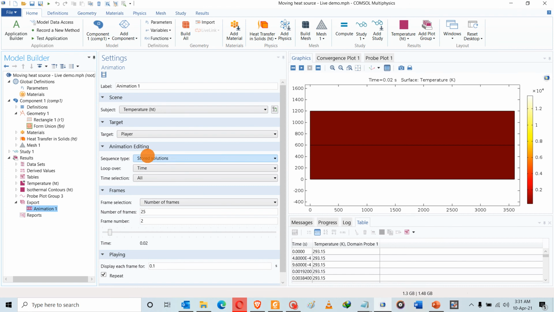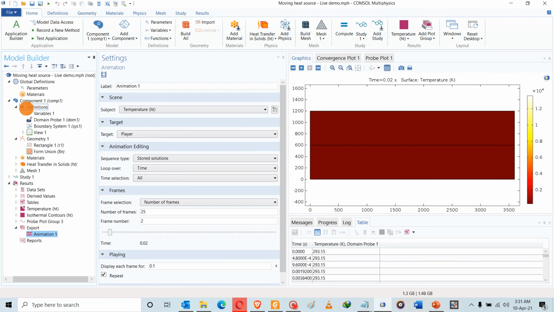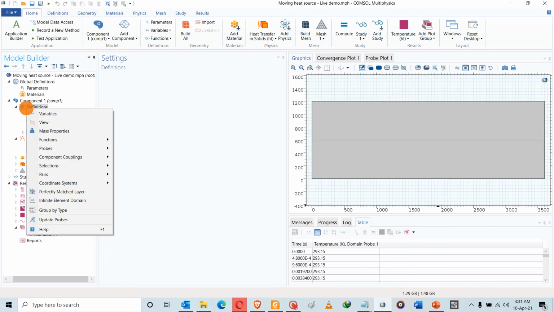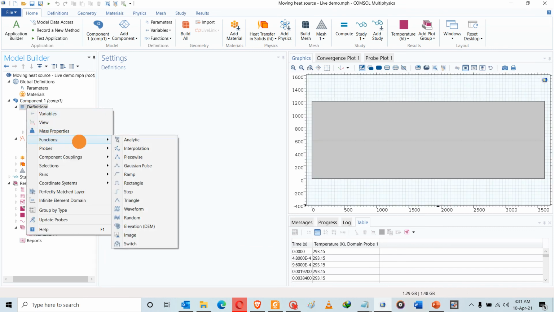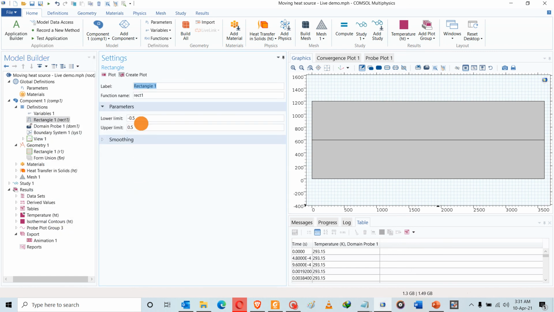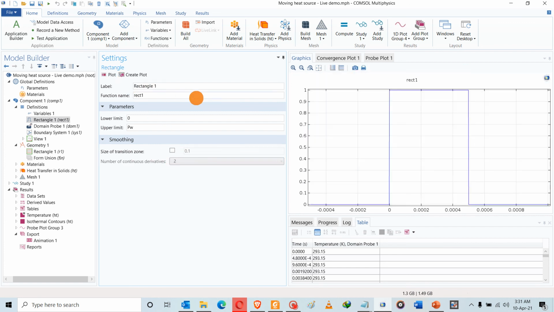So let us try to create that. Under definitions, we are now creating a pulsed effect of a laser beam. Let us create a square or rectangular function, with a lower limit 0 and upper limit as pulse width, and we do not want to smoothen it. So there it is. The laser beam is on for a duration equivalent to the pulse width. Then after that, it is off.